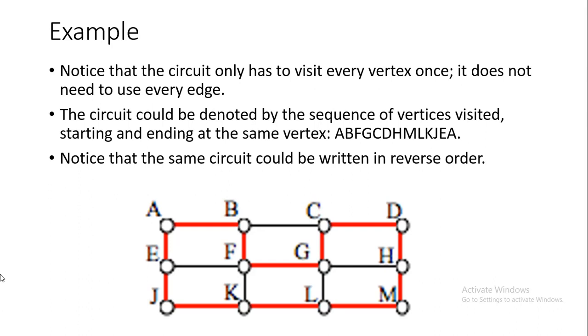You have to remember here that the same circuit could be written in reverse order also. That can be another circuit like AE, JK, LM, HD, CG, FBA. This is another Hamiltonian circuit also.